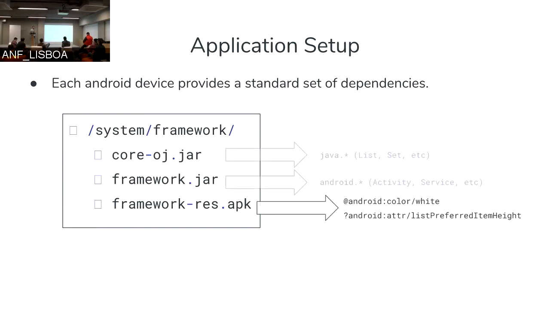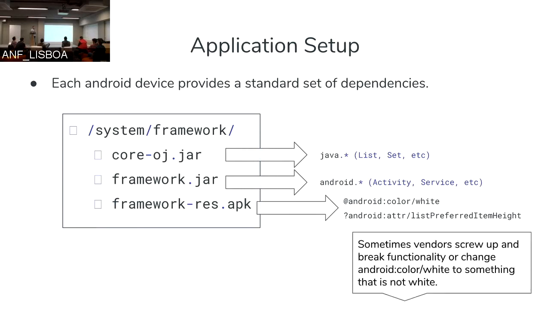This stuff contains things that you use, like core-oj, the OpenJDK libraries, like List, Set, etc. And the framework contains everything that you use to interact with Android, and framework-res includes resources. When you use those, you're using them from the device. It's not something that gets built into your application. And that's why people break stuff. Not you people, us people. We break stuff a ton of times.